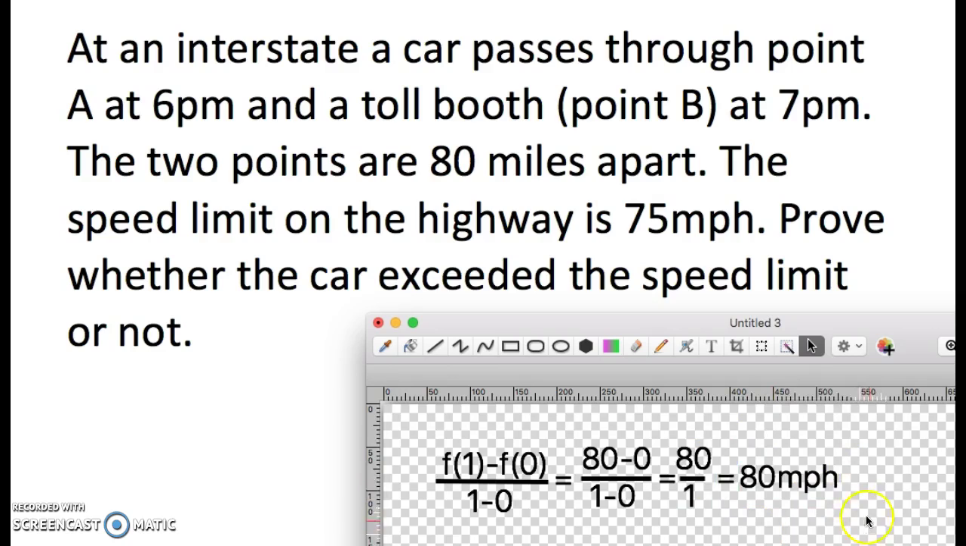So here the final answer is 80 miles per hour, meaning that the car exceeded the speed limit by 5 miles per hour. Okay, so using the mean value theorem, we proved that the car did exceed the speed limit. And by that, it means you'll probably get a ticket.